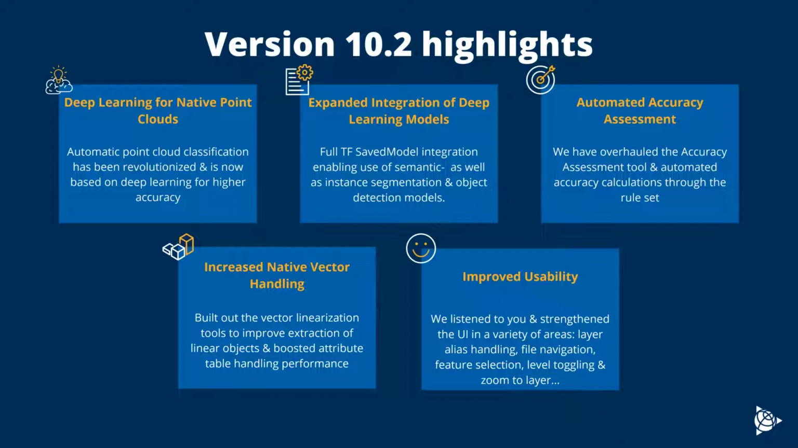We've also beefed up some of our native vector algorithms. So really taking a look at vector linearization tools to improve the extraction of linear objects within eCognition. In addition, we also saw that the way we were handling particularly large attribute tables was not very fast, so we really gave those a workover, at least from the handling perspective, and you'll see a nice performance boost when working in attribute tables within eCognition.